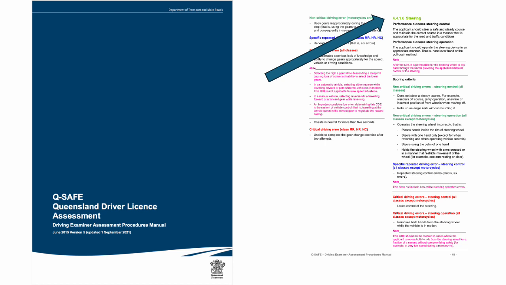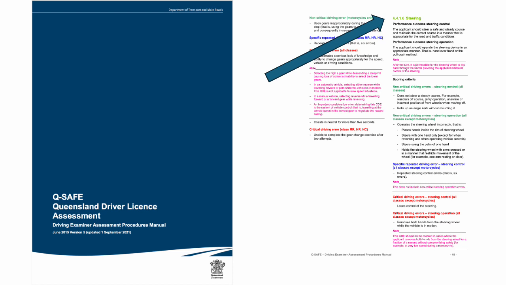Then also have a look at the scoring criteria, that is the non-critical driving errors, the critical driving errors, the specific repeated errors, so that you have an appreciation of what some of the errors are that people make on driving tests, so that when you put together your lesson plans, you can make sure that you're covering off on all the expectations by Queensland Transport.